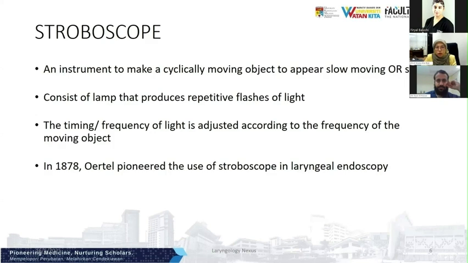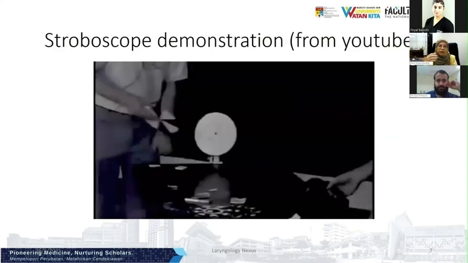So in a stroboscope, it has a lamp that produces not a static light, but repetitive flashes of light. And the timing of the light has to be matched and adjusted accordingly to the frequency of the moving object. Hence, you would be able to see the slow motion movement of the object. In 1878, Arthur pioneered the use of stroboscope in laryngology. So it means that stroboscope is not only in laryngology, it has been used elsewhere in other departments.